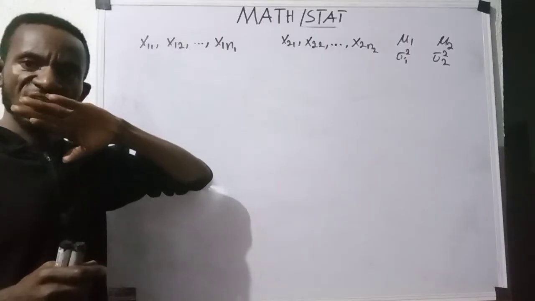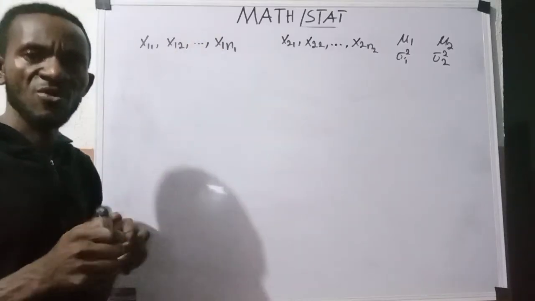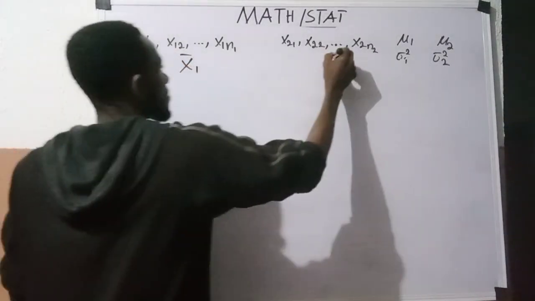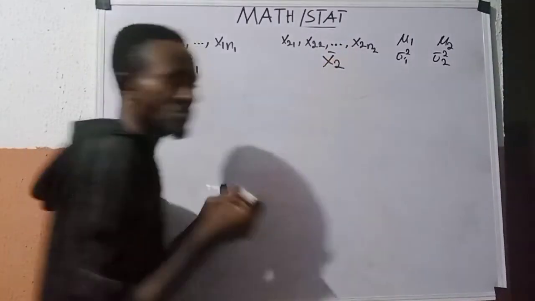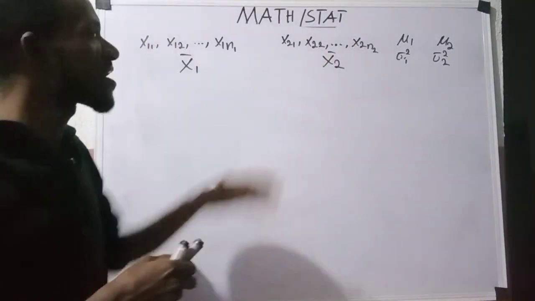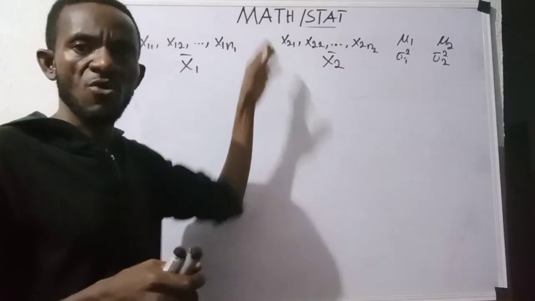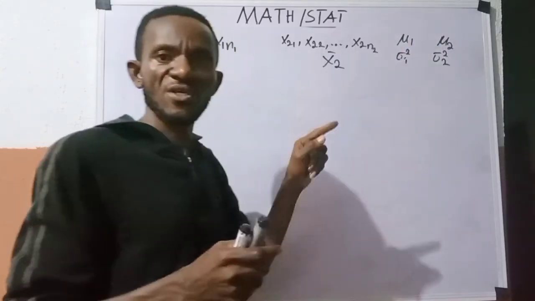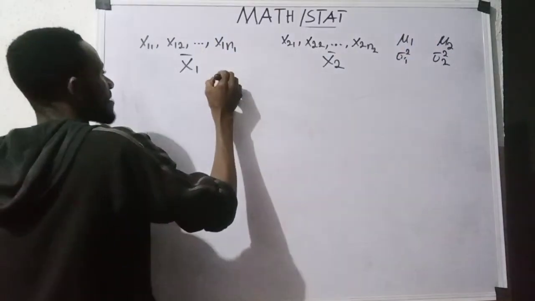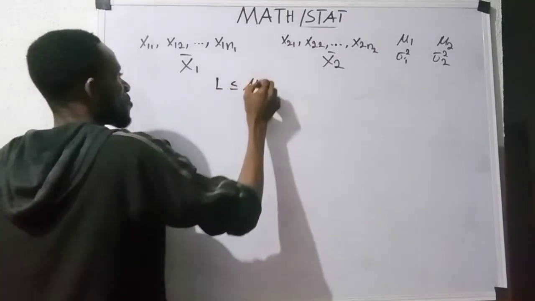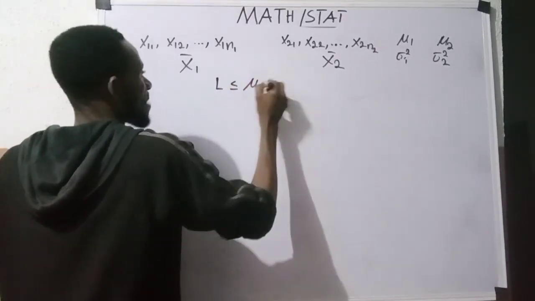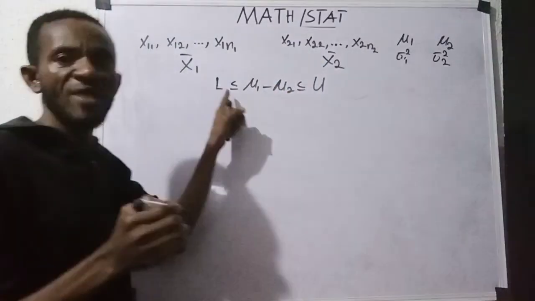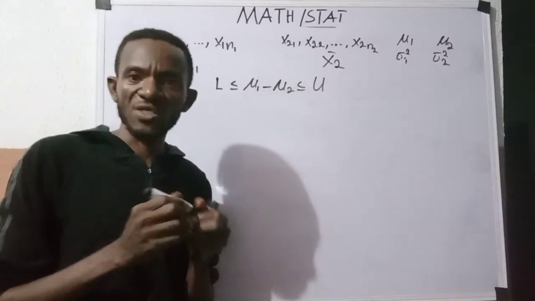So when you calculate your mean, here you are going to have x bar 1, and here x bar 2. And we are now asking, how do we construct a confidence interval for the difference between these two population means, mu1 and mu2? That is, the confidence interval where L is less than or equal to mu1 minus mu2, less than or equal to U. How do I find the true value of L and U? That is what I'm doing here.